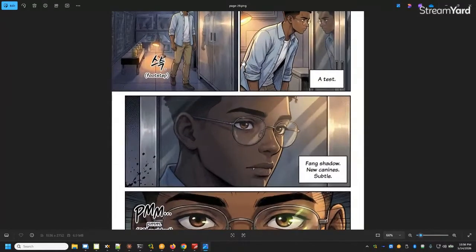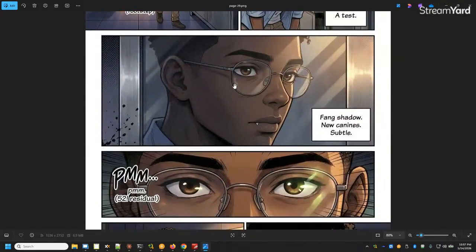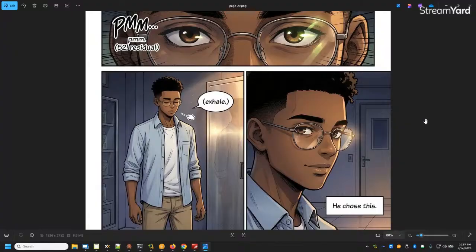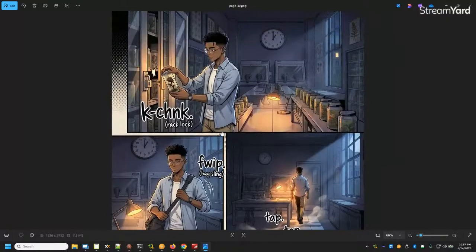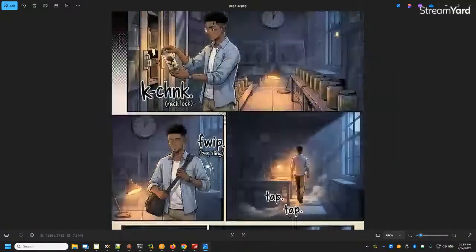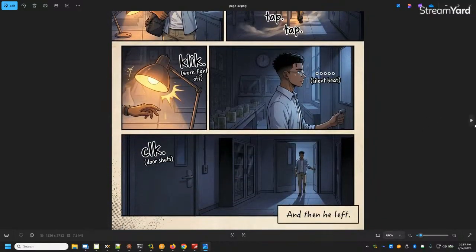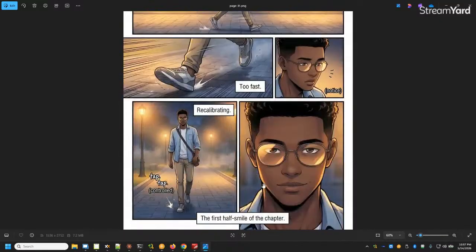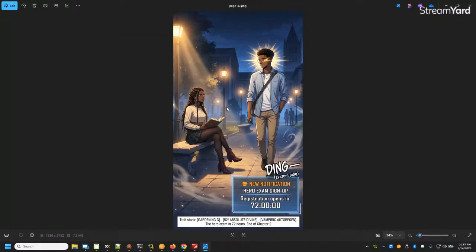All right, a test. I didn't ask for him to have teeth. The bots decided that, but okay. Fang Shadow, new canine, subtle, not so subtle. All right, and we're coming up on the end of chapter 2 here. He puts the vampire plants in with the other specimen, turns the light off, heads home. Let's see, half chapter, and I think this is kind of like the outro. And then, of course, there's Imani there.